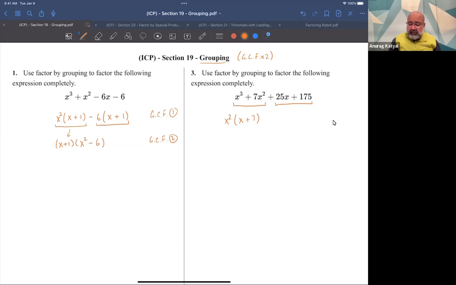Now between 25x and 175, we need to factor something out, keeping in mind that I want x plus 7 on the inside. Otherwise, this whole thing doesn't work.